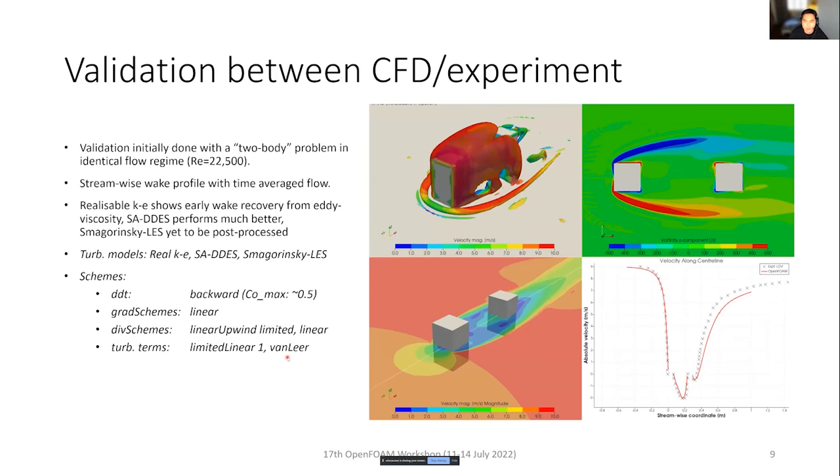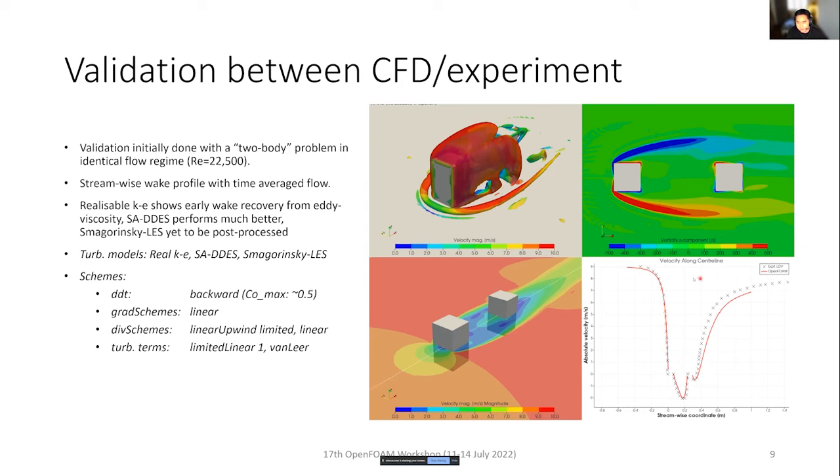Okay, so now on to a little bit more of the results. The validation is done in a few parts. We got some students to help us with this. The first step of validation that we did is with a two-body problem, meaning we have a building one in front of the other, separated by some distance. And we look at the streamwise velocity magnitude that is measured in front, in between, and behind the buildings.